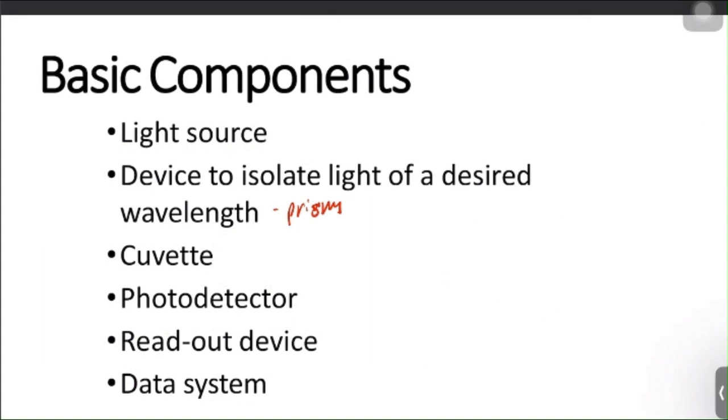Okay, so your cuvette, of course, this is the container for your specimen or sample. Your photodetector, so this will detect the light that passes through from the cuvette and your sample and measures your transmittance and your absorbance. Okay, and the readout device which will transmit the value of your transmittance and absorbance into numerical values, and then the data system.